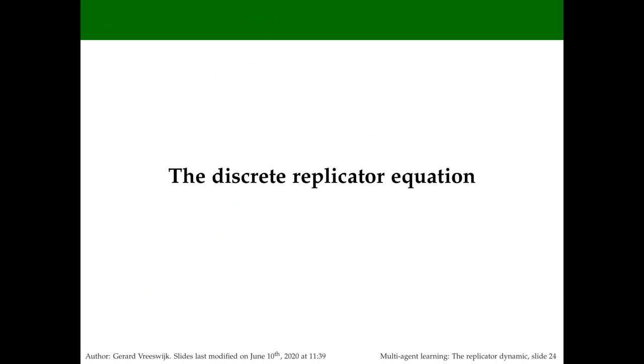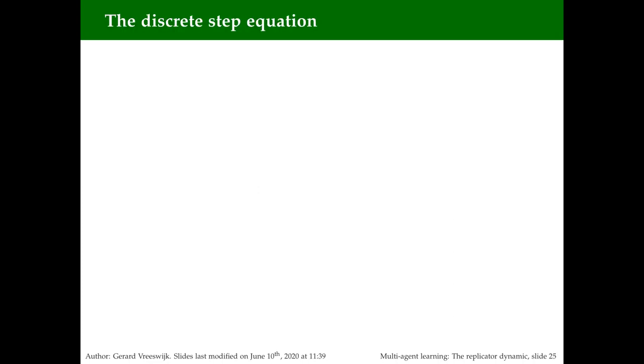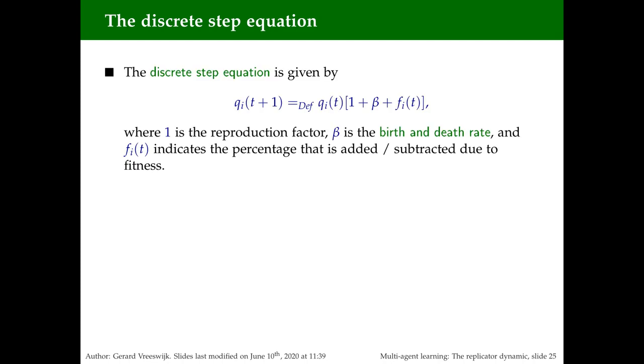So better check this part of the presentation. The discrete replicator dynamic is caused by the discrete replicator equation, and the discrete replicator equation stems from the discrete step equation. And the discrete step equation is given by the number of, so not a proportion, but the number of individuals of type I in the next round.